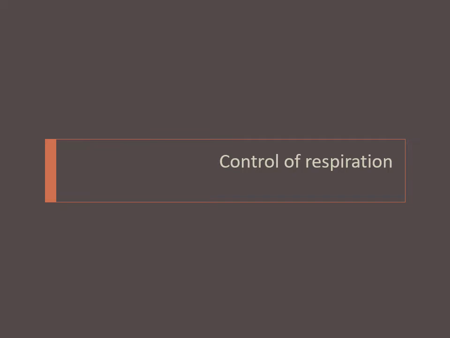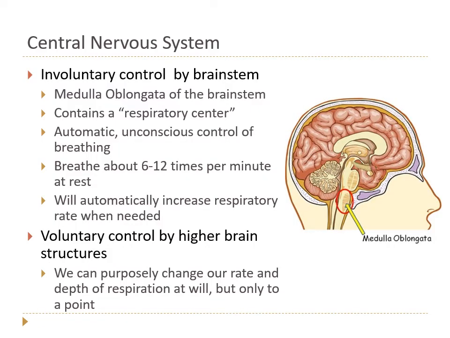So we've talked about the mechanics of respiration, how we bring air into our body through the diaphragm contracting, creating negative pressure in the thoracic cavity, and how we breathe out, expiration, with the diaphragm just relaxing back. What actually controls respiration? Who's in charge? Of course, it's the central nervous system, and it's my favorite part of the brain, the medulla oblongata.